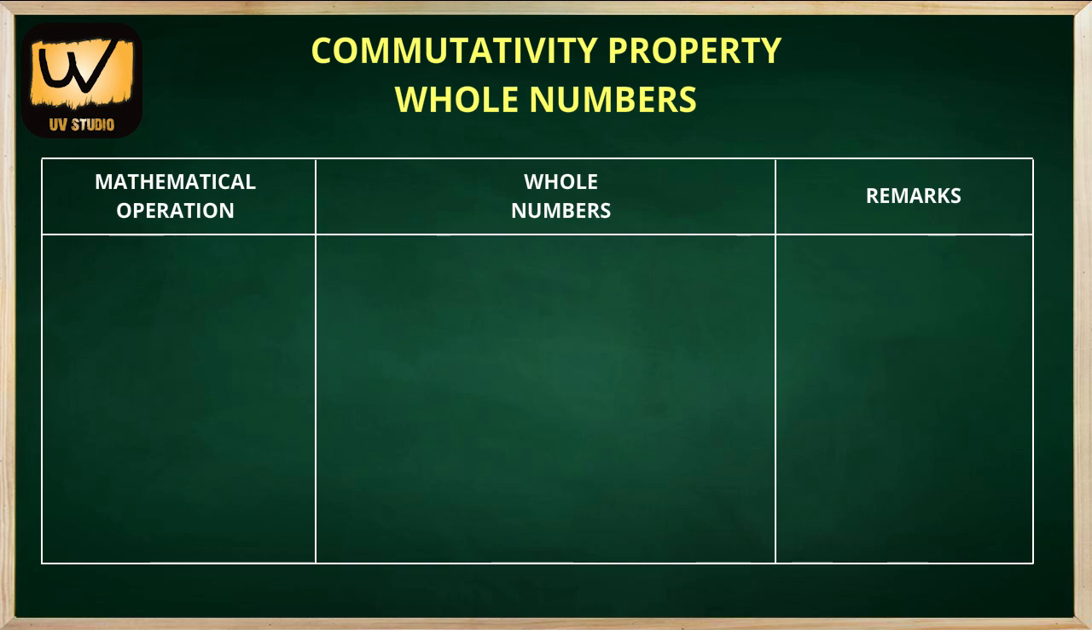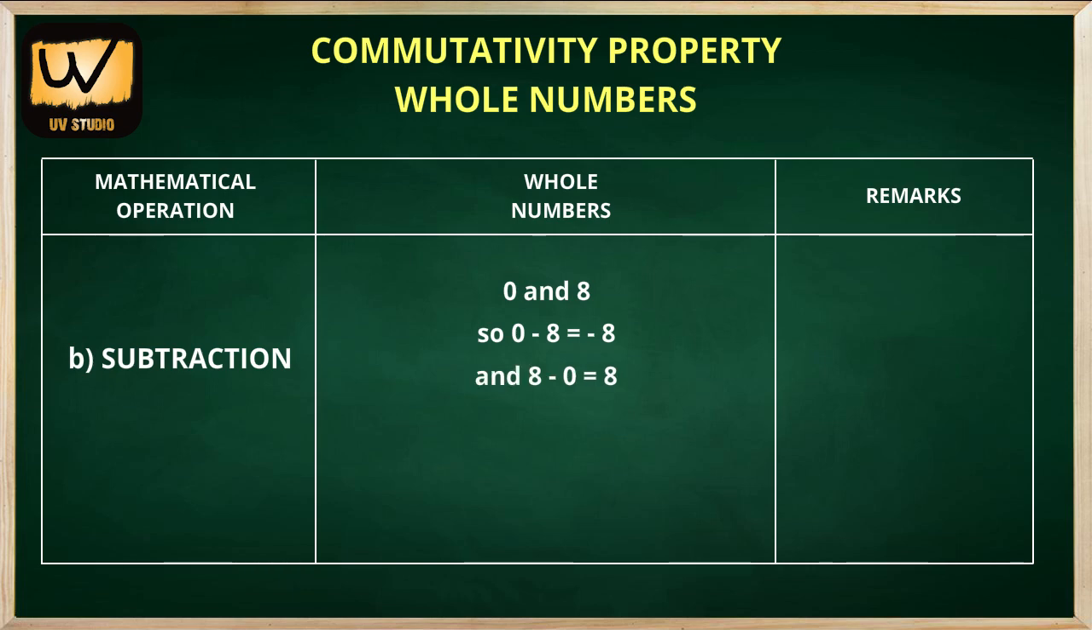The second mathematical operation, subtraction, and let the whole numbers again be 0 and 8. How do you do the subtraction? It is 0 minus 8. And what is that equal to? Minus 8. Now, let us take 8 minus 0. And 8 minus 0 is equal to 8.